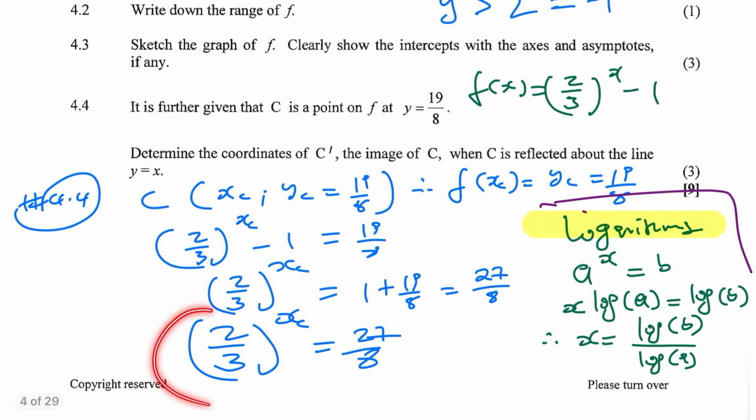So tell me if you still get the same answer that we got as our xc. Just using logarithms and punching your calculator, let me know if you still get the same answer. If you don't, just tell me I don't get the same answer. But if you do, that's good. Just tell me you get the same answer.